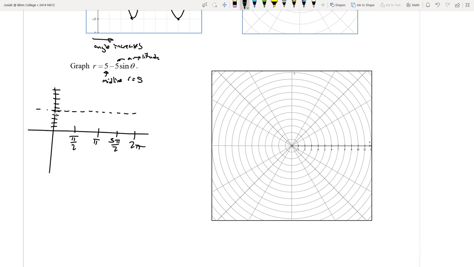So we start out at the midline for the sine function. We have a negative as our amplitude, so we're actually going to go down, back up to the midline, go up, and then down again to the midline. So there's our graph. We start at theta is 0, r is 5. We're going to have our r decrease until at pi halves we hit 0.